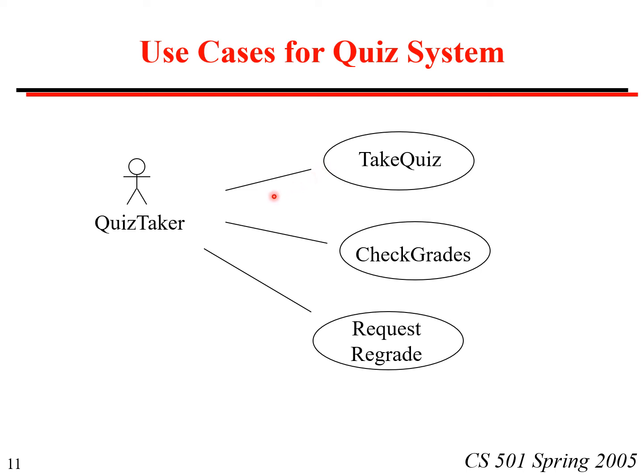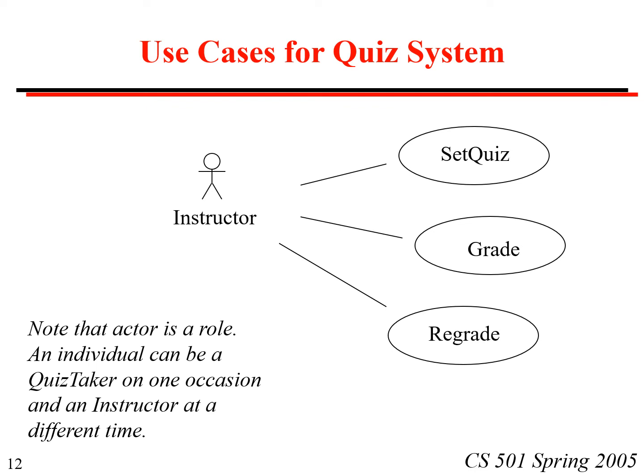With this association you can see the actor is interacting with the system, and obviously the system is also associated with the actor because there is no arrow. So you cannot show here whether it is unidirectional or bidirectional. So it's a simple association link. Now the instructor is another role played here, an actor, who is going to set the quiz, grade and regrade. So an actor is a role. An individual can be a quiz taker on one occasion and an instructor on another one.